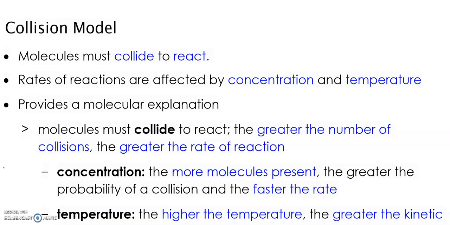So related to this is that rates of reactions are affected by concentration and temperature. And we're going to talk more about how in a later video. This collision model provides a molecular explanation. So molecules must collide to react. And I hope this makes sense that the greater the number of collisions, the greater the rate of reaction. So the more collisions that exist, the faster your reaction can occur.